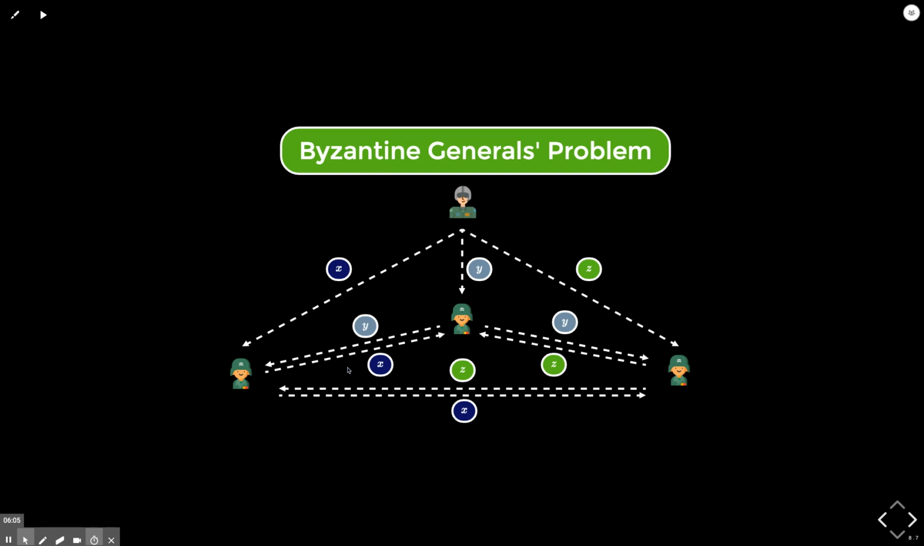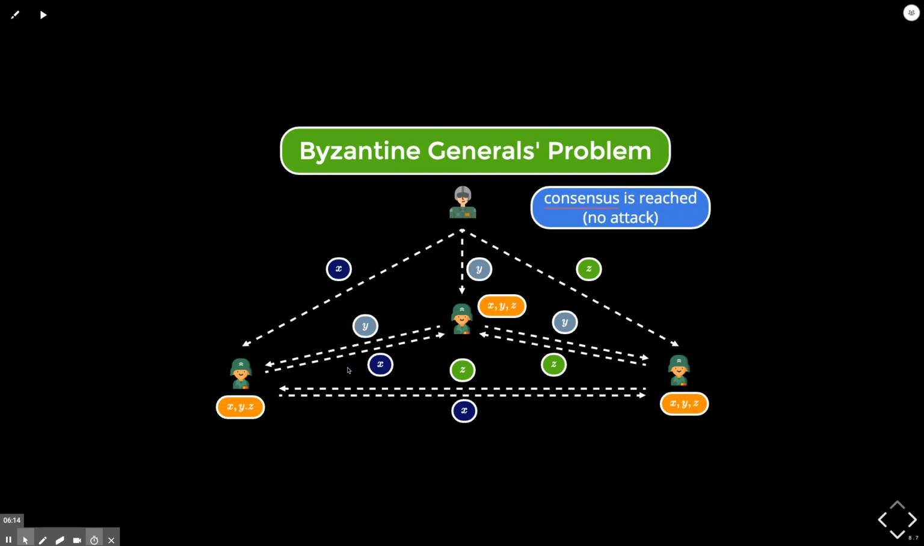And so now what are the information sets? If you look at the information sets of these soldiers, they're actually all identical. Each of them gets X, Y, and Z. So in this problem, there is also consensus, except that, and this is the critical part, the consensus is that there's a contradiction, and so you wouldn't attack. Now, this is also okay.